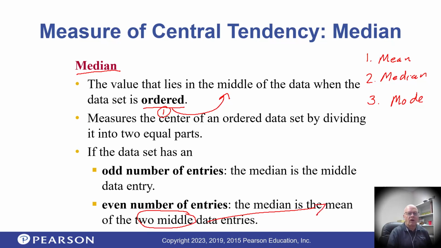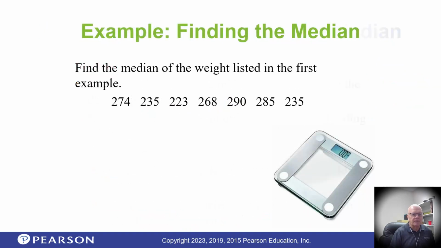Very simple. If it's an odd number of entries, take the one that's in the middle. If it's an even number of entries, you take the average or mean of the 2 middle ones, the ones that are tied for being in the middle.